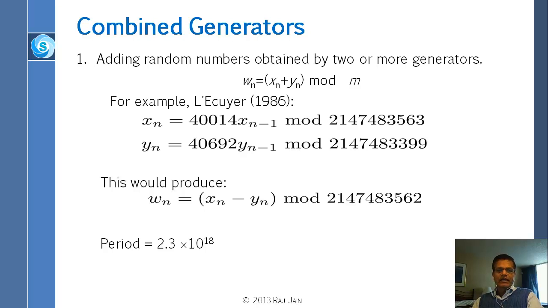And an example is this one. In this case, instead of adding, we are subtracting. The example shown is basically you take xn, that particular one, and yn, that particular one, and then you subtract. And the person who proposed this combined generator, the French guy Lacroix, showed that the period is 2 raised to 3 times 10 raised to 18. And so that is better than either of the two generators that were used.